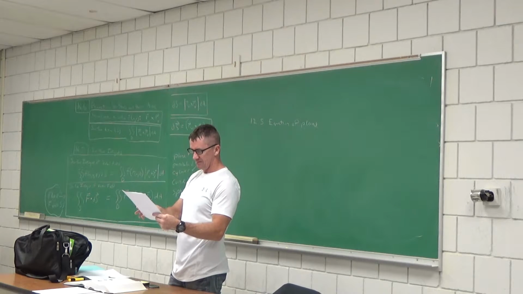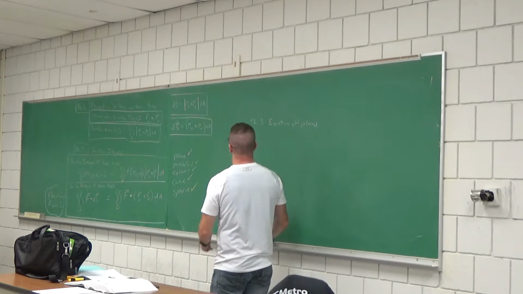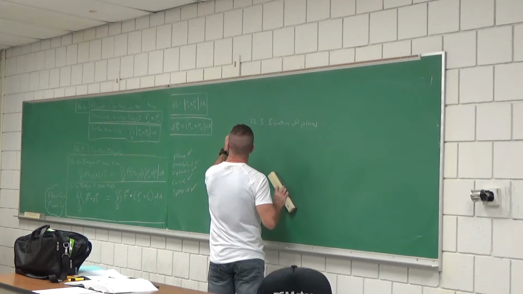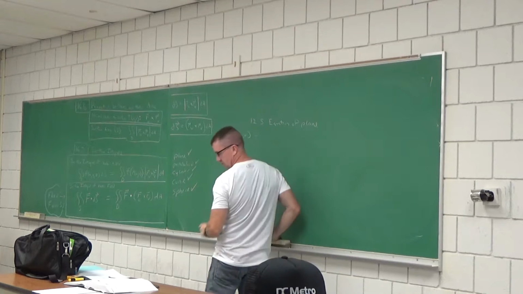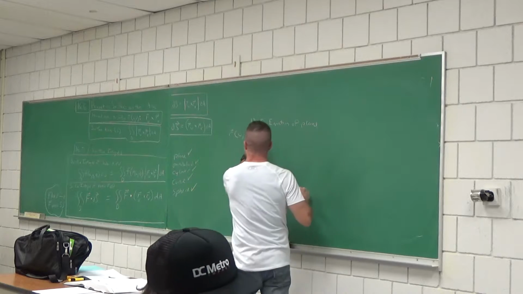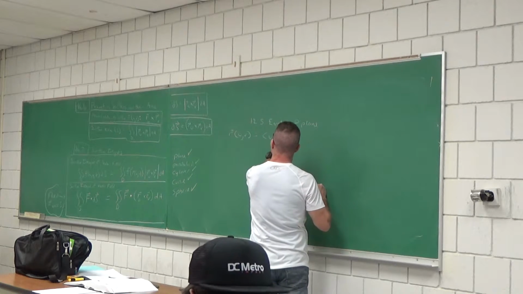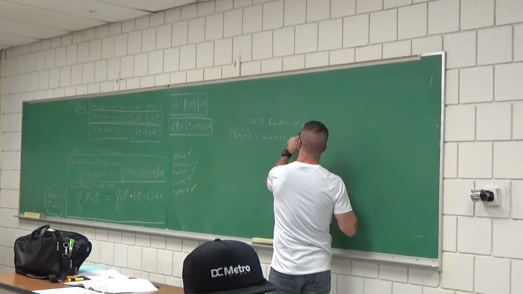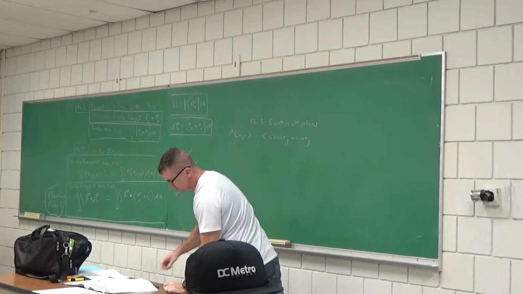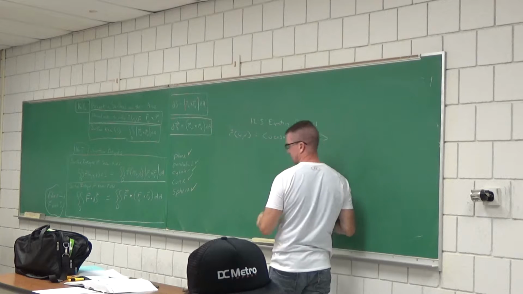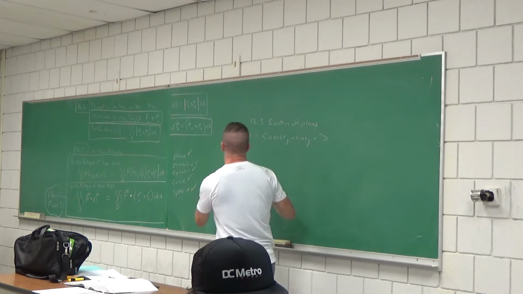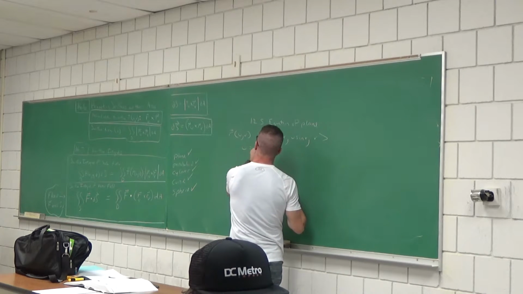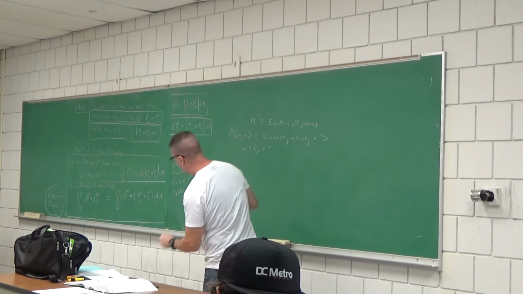What if you have, this is number 2: the vector u, u cosine v, u sine v, v, and u equals 1, v equals pi over 2.